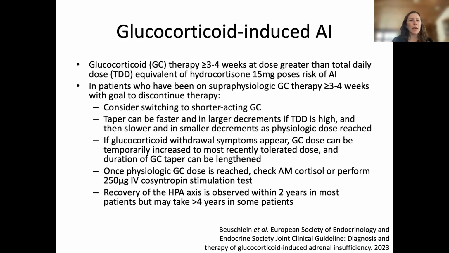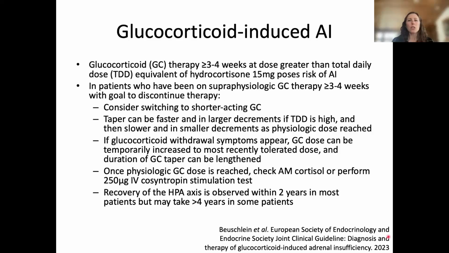There was recently a new clinical guideline that was released, a joint clinical guideline by the European Society of Endocrinology and the Endocrine Society on the diagnosis and therapy of glucocorticoid-induced AI. So I wanted to highlight that here and summarize the guidelines with this slide. So glucocorticoid therapy of greater than 3 to 4 weeks duration at a dose greater than a total daily dose equivalent of hydrocortisone 15 milligrams poses a risk of AI.